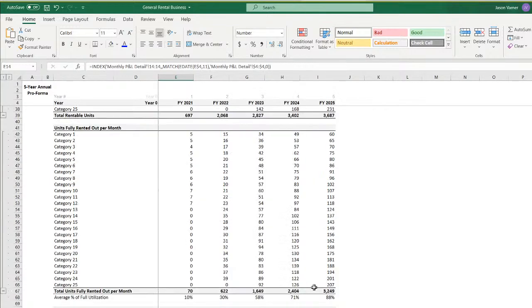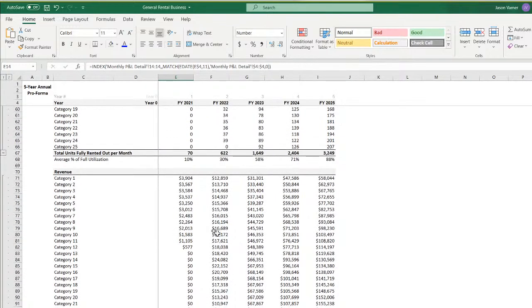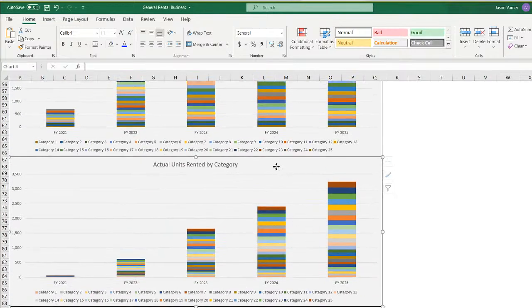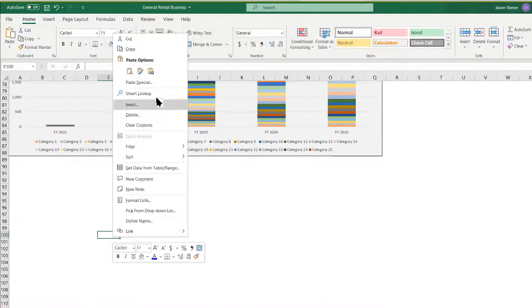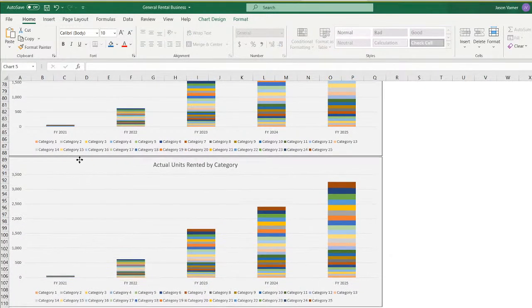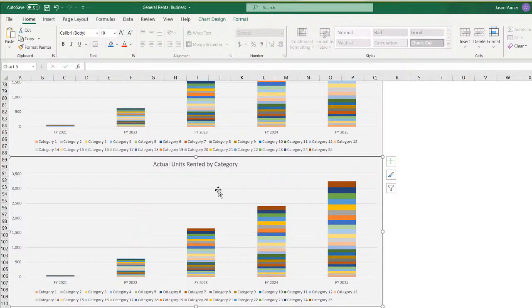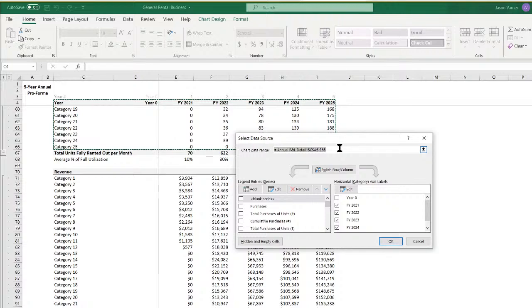What else do we want to do? Obviously, revenue by category is a big one. So let's do the same thing here, but how far do we have to go down for that? To 95. Okay, so select data, go down to 95.